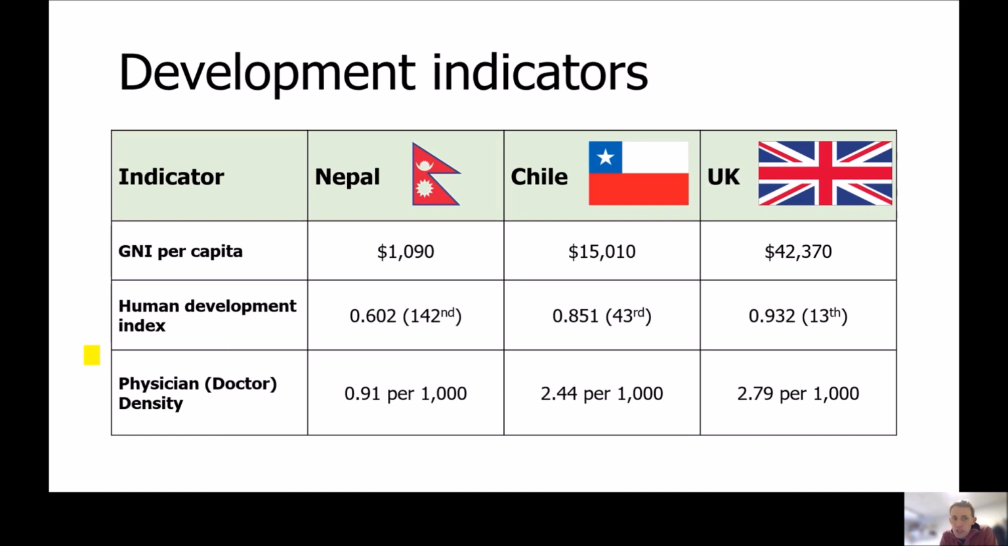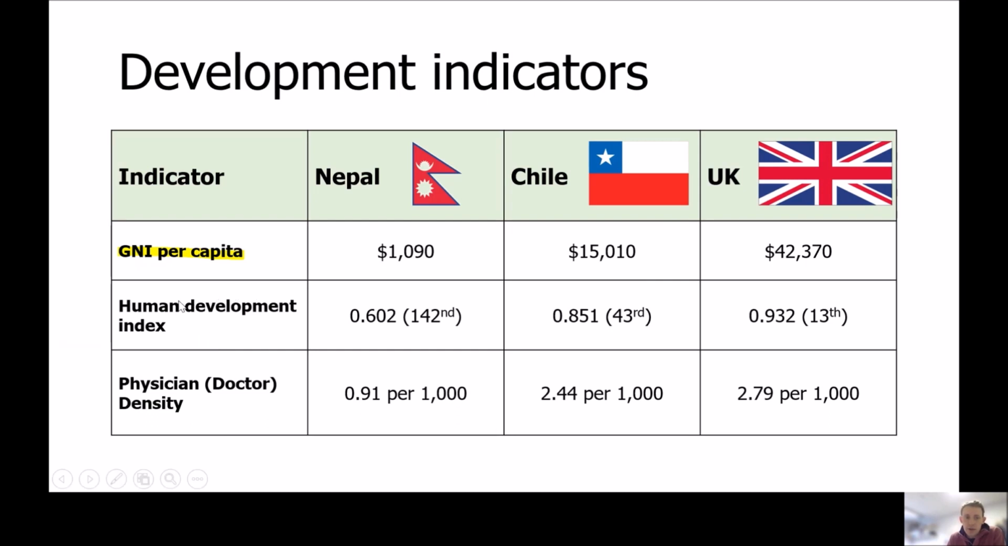If we look firstly at the GNI per capita, which, if you remember back to our topic about development, is a measurement of the amount of money that a country earns in a year divided by the number of people in that country. We can see that in Nepal, it's $1,090. In Chile, it's $15,000. So it's 15 times larger. On average, a person in Chile has 15 times more money, more income than a person in Nepal. And in the UK, we can see it's $42,370.